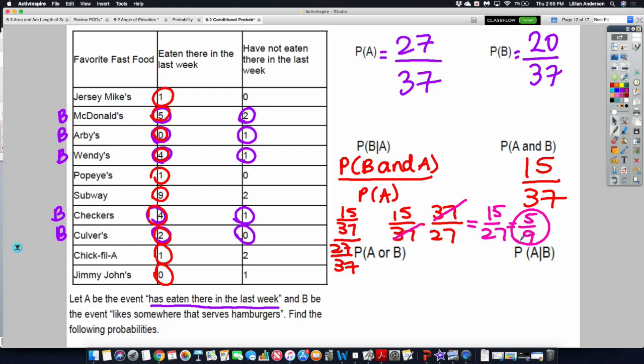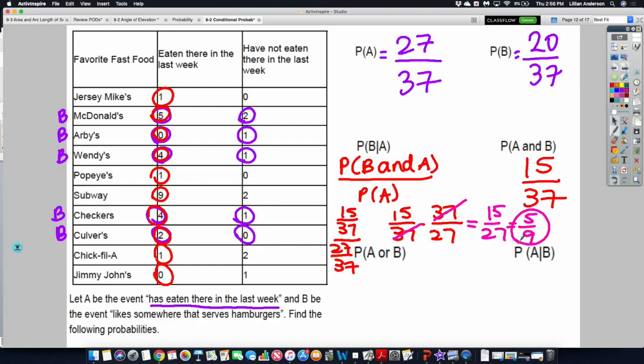What does that mean in words? That basically means you just found the probability of someone who likes hamburgers given that they ate at one of these places last week. Okay? So another way you can say it is, given that someone ate there last week, what's the probability they chose a place that serves hamburgers? You just found that out by doing the conditional probability. Okay?